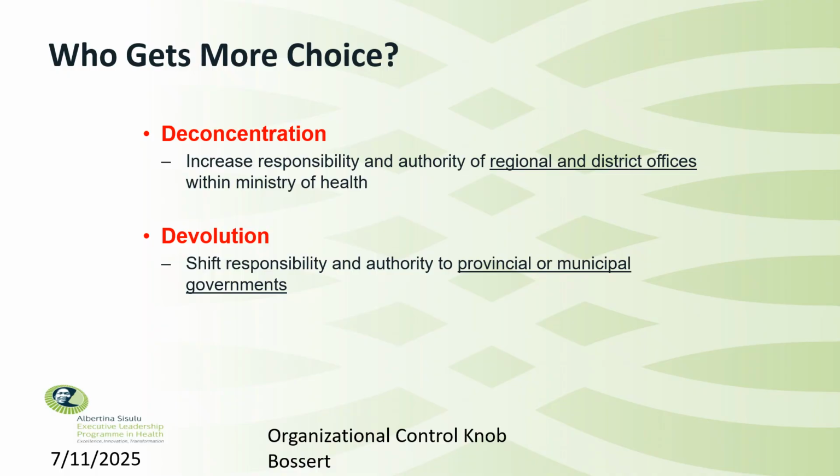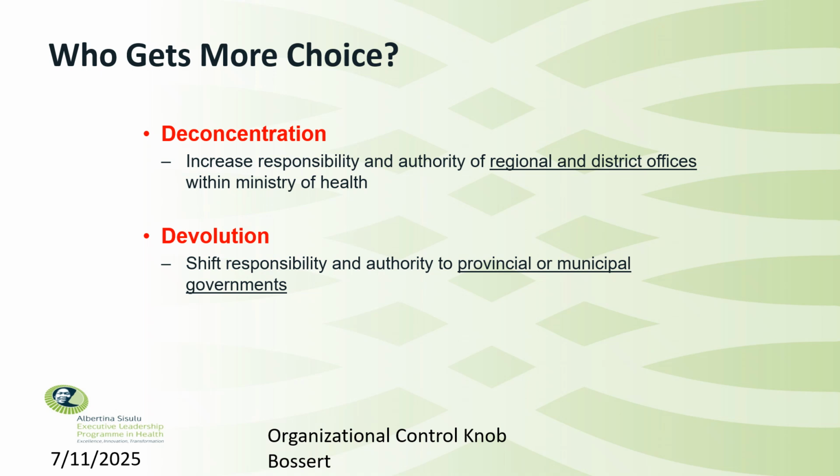So even though physically you've moved the personnel to your district and sub-district offices, some of the decision-making, the control over the decisions, are still sitting at provincial level. So that is what is referred to as deconcentration. You're decanting or deconcentrating the central office, but you still are holding the power and control at the central office. So that's the milder end of decentralization in terms of who gets more choice.